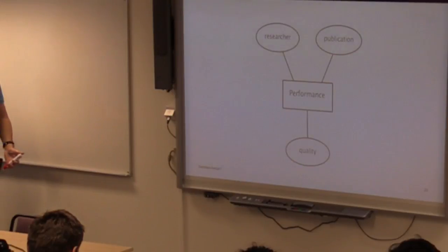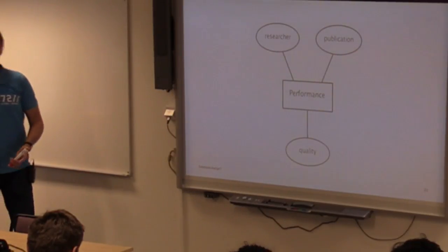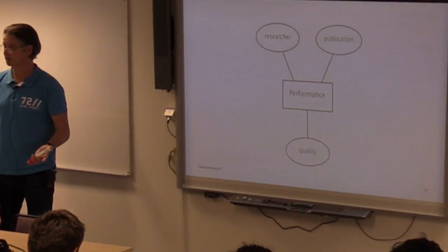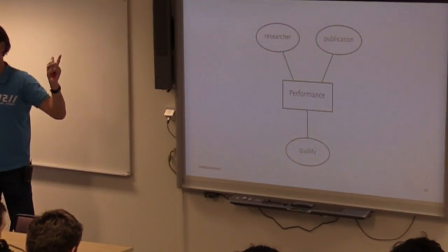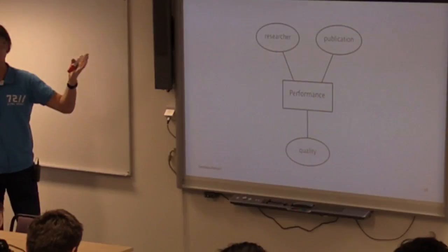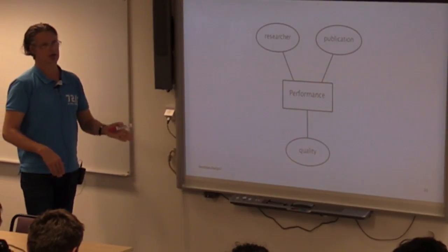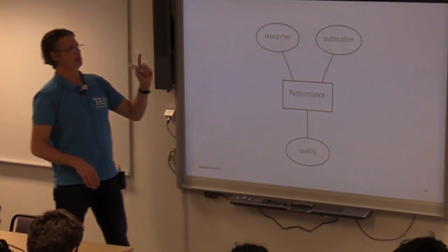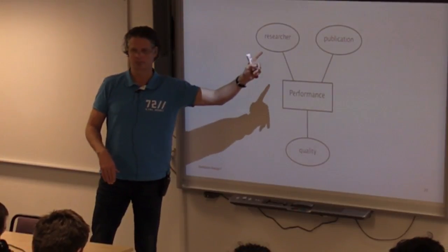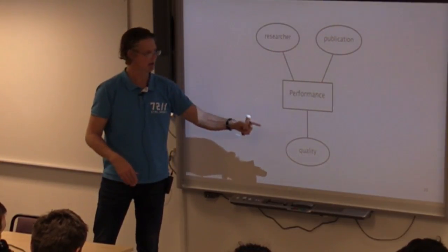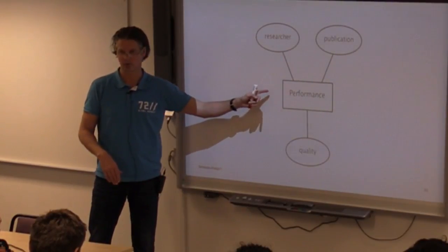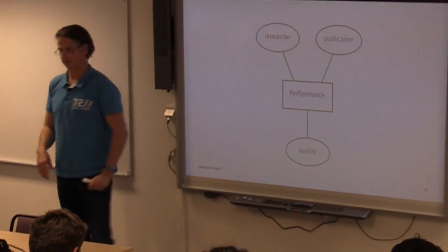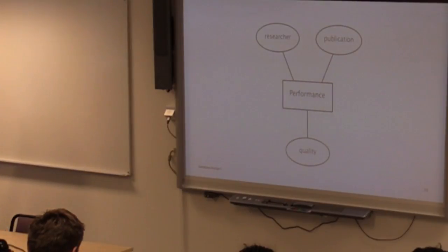So we are adding another attribute here. Now we are getting somewhere here. We have the researcher, which might be one or more of them. Let's just think in terms of a researcher. That researcher's published paper and its quality, and that's our performance. All right?